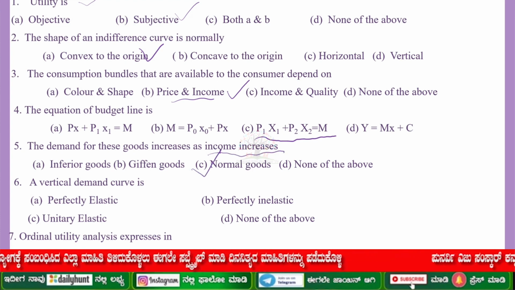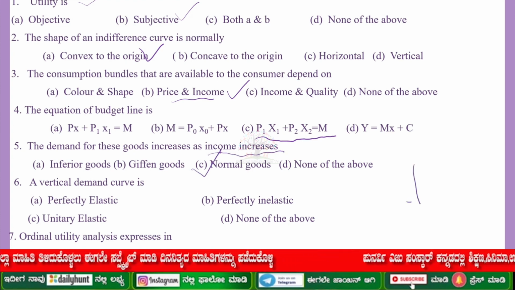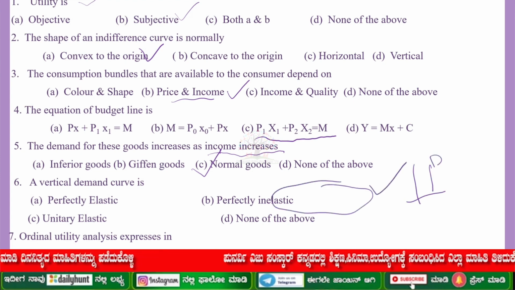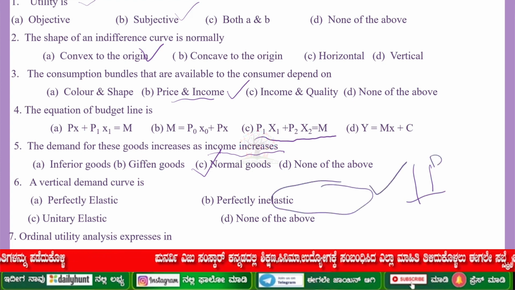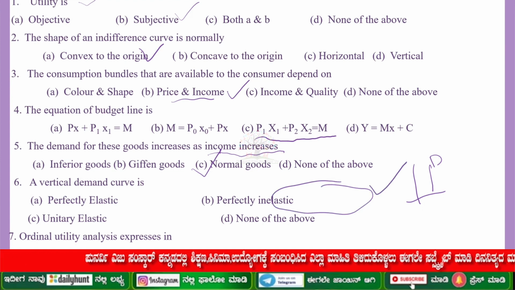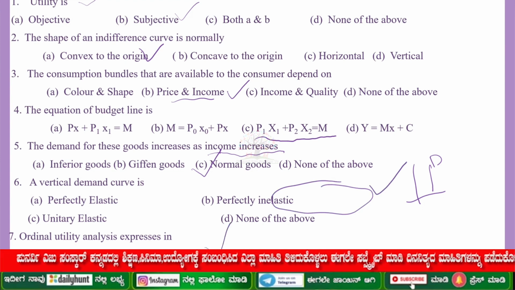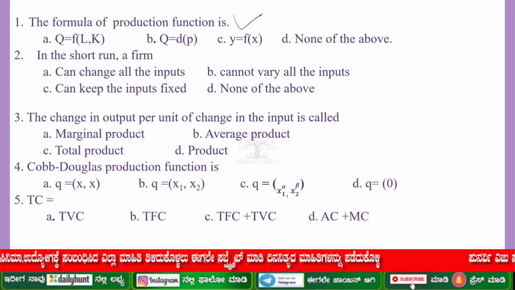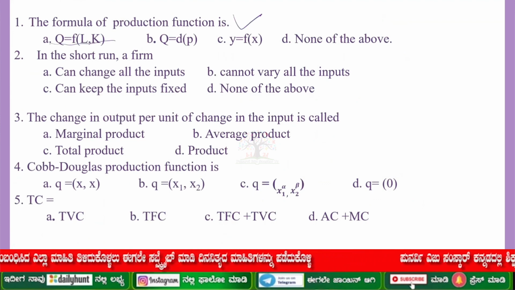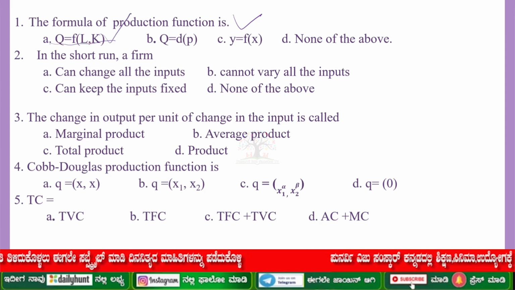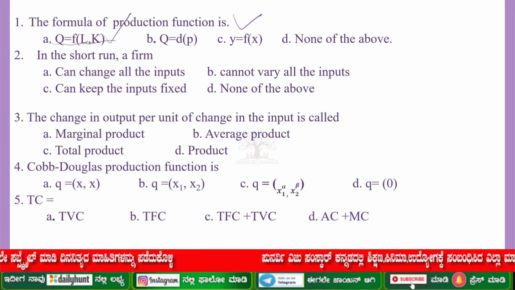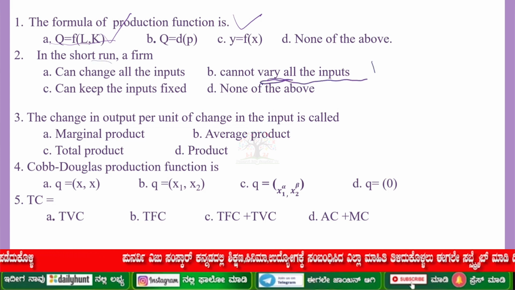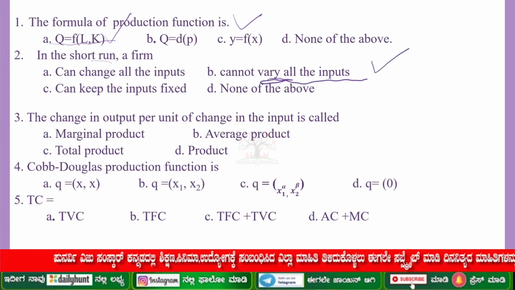A vertical demand curve, this is the demand curve, so perfectly inelastic. Ordinal utility analysis is expressed in ranks. The formula of the production function is Q equals F of L, K. In the short run, a firm cannot vary all inputs.